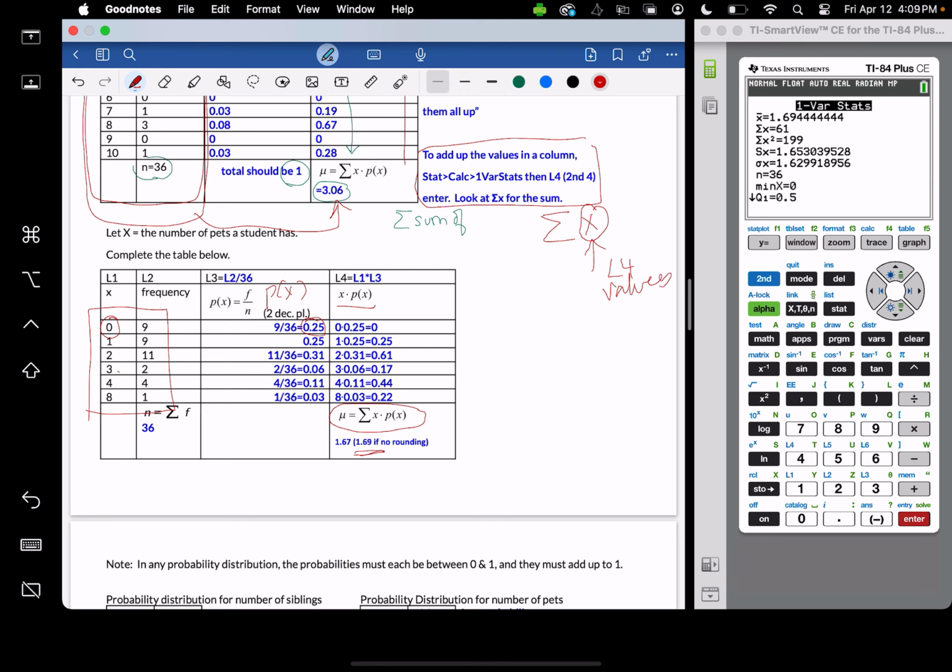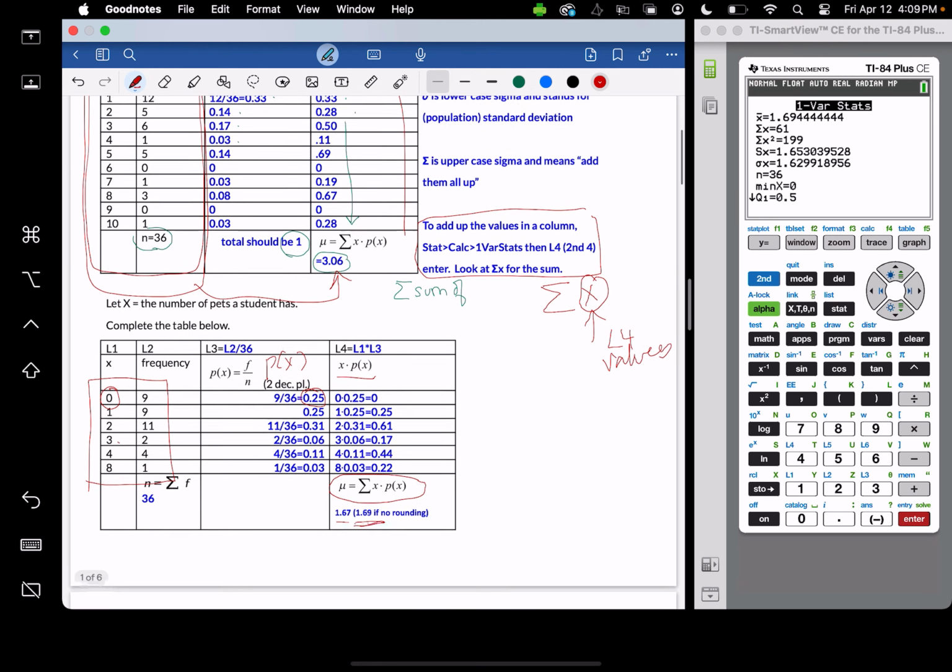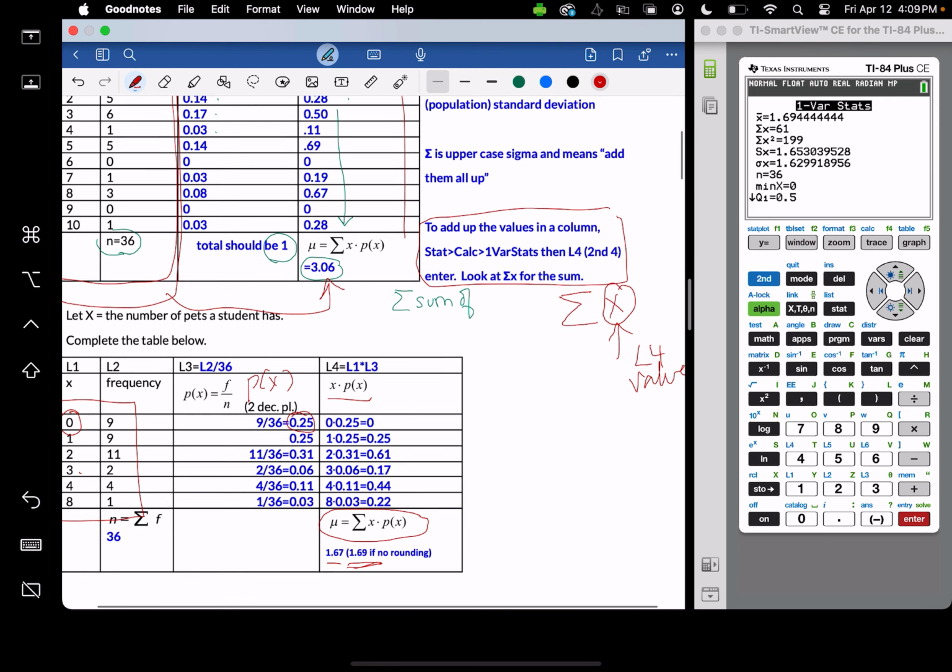If you do round, you get 1.67. If you don't round, you get 1.69. Don't worry too much. If I can see that you've done the correct process, I'm not going to worry about being off a tiny bit. Basically, similar answers.